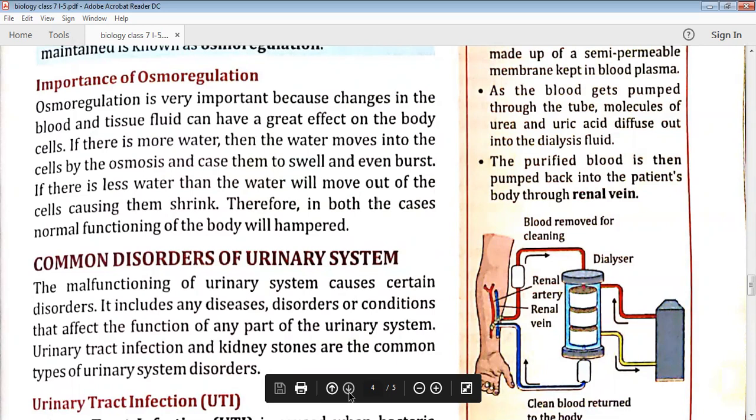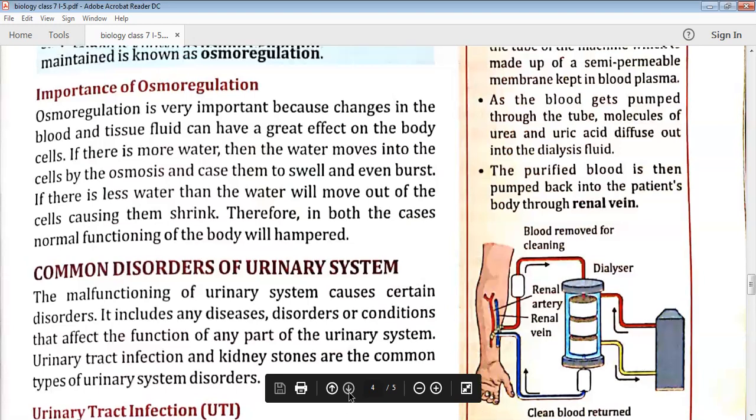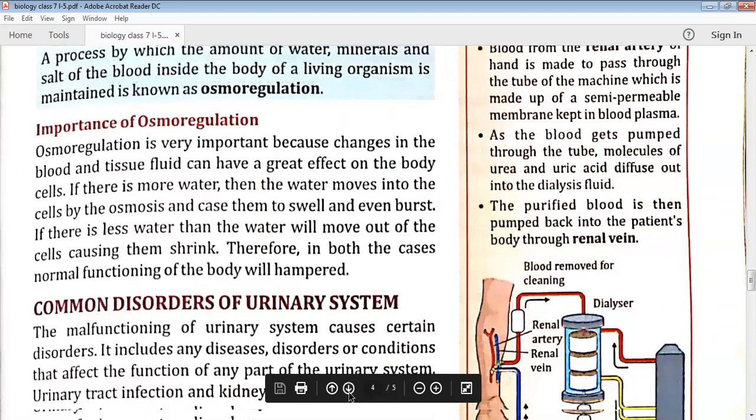So one connection is made into the red color, which is the renal artery, and after filtration the blood will become pure, which is blue in color. It will go to the renal vein. So this is basically showing how dialysis takes place.